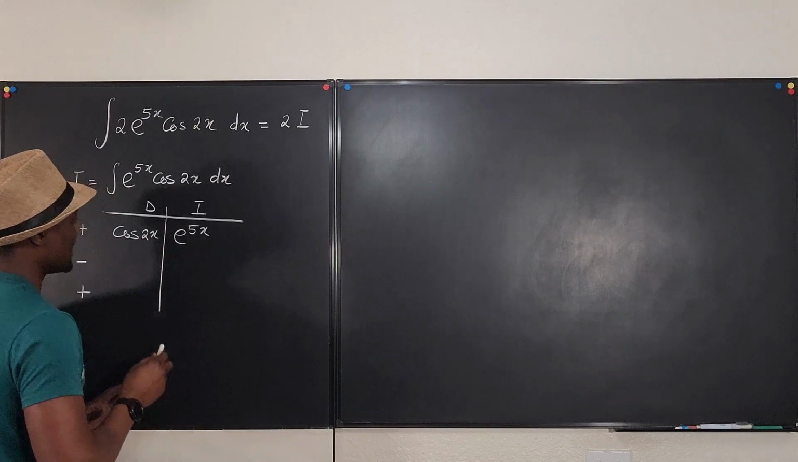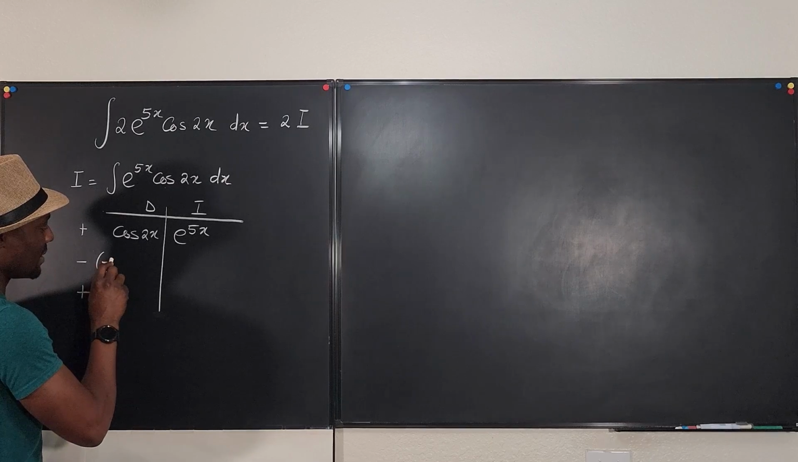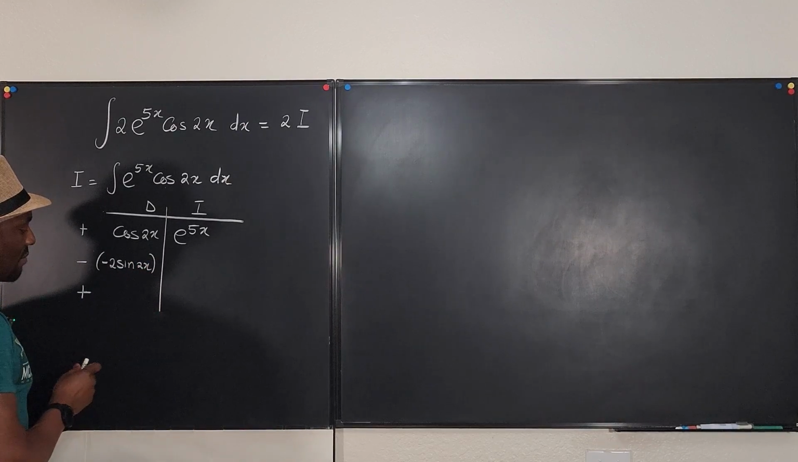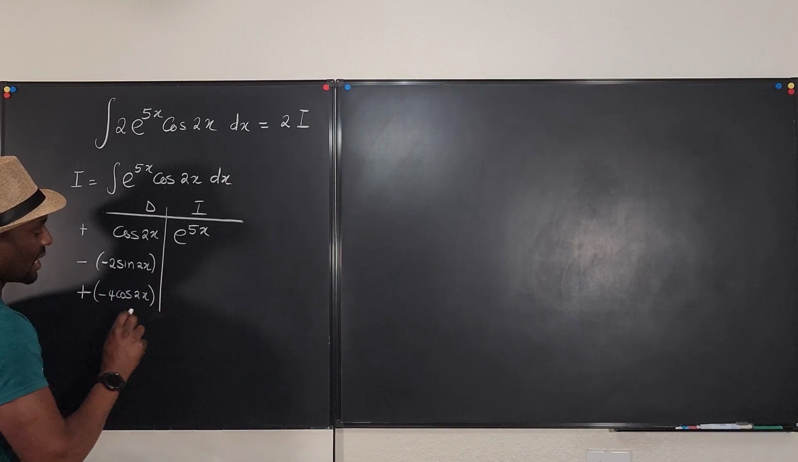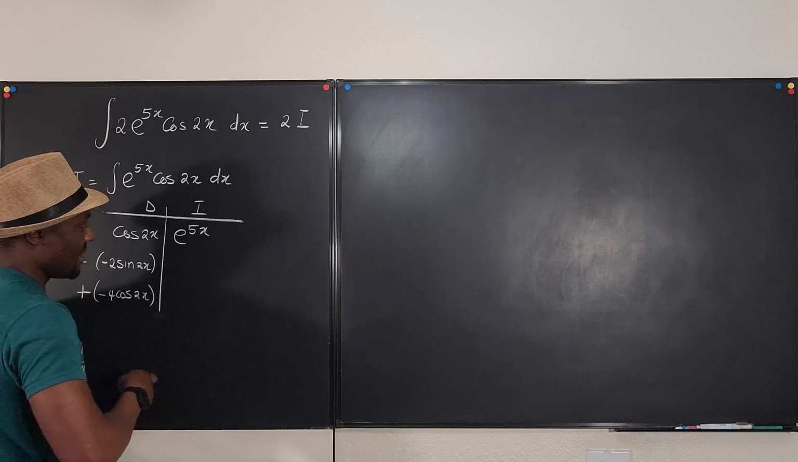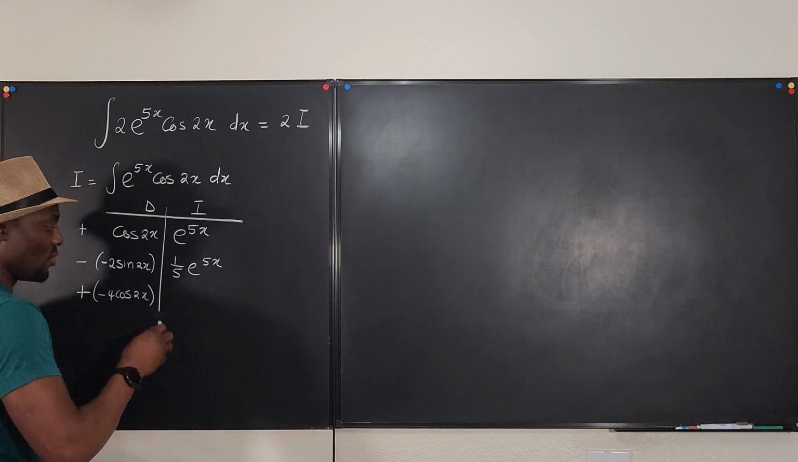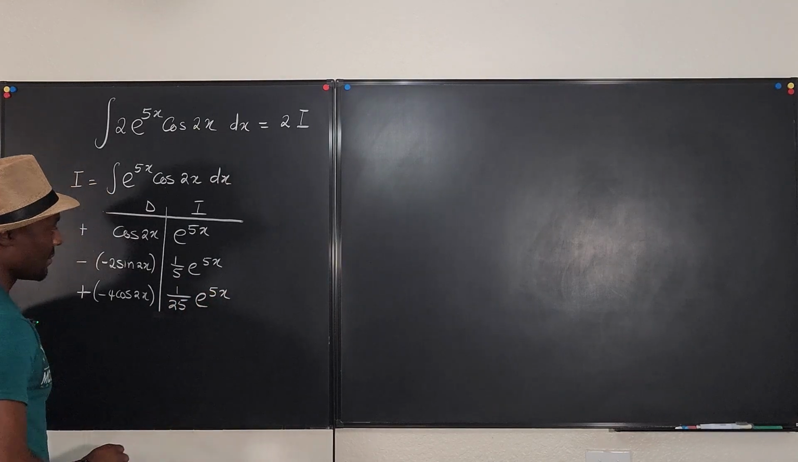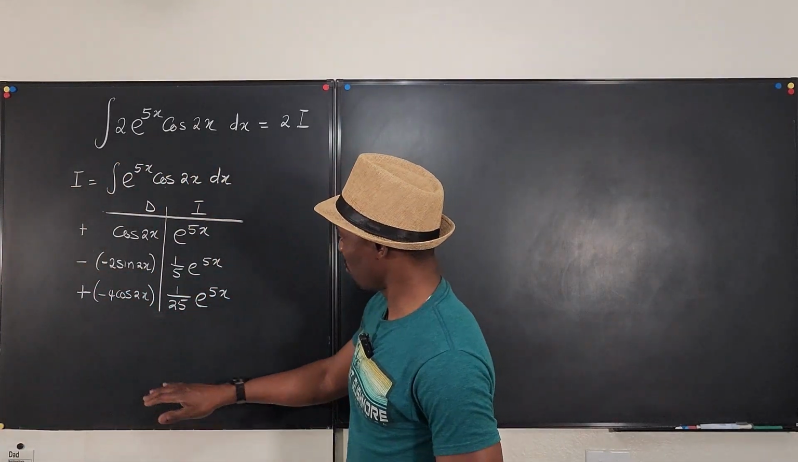So now, let's do the differentiation. If I differentiate cosine 2x, I'm going to get minus 2 sine 2x. If I differentiate this one more time, I'm going to get minus 4 cosine 2x. And I am done. If I integrate this, I'm going to get 1 over 5 e to the 5x. If I integrate one more time, I get 1 over 25 e to the 5x. And that's it.